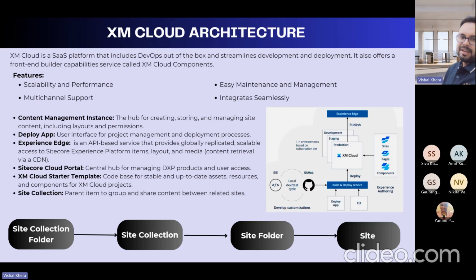It will be divided into two steps: one is development, then another is deployment. Now XM Cloud comes along with the deploy app, so it will streamline the process of both development and deployment. Previously, we were dependent on the DevOps team for CI/CD pipelines. Now we can use the deploy app itself for the deployments. Then, it offers a front-end capability service, so we can create the components in a very easy way with XM Cloud by using the front-end services.